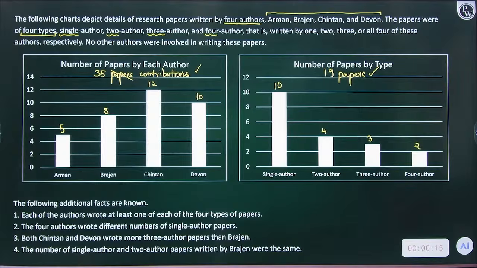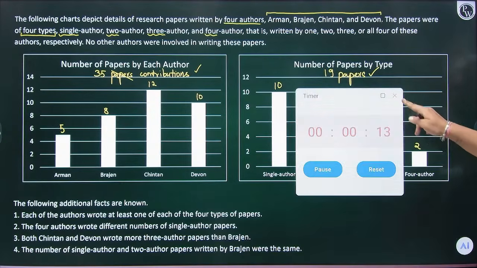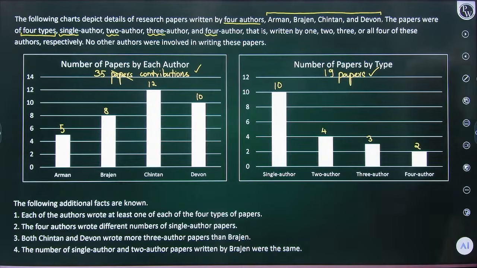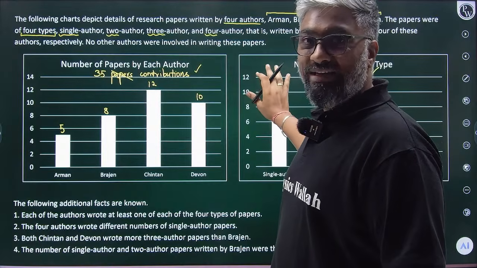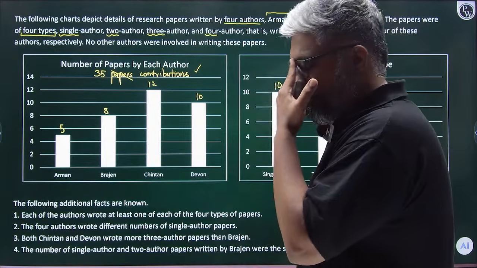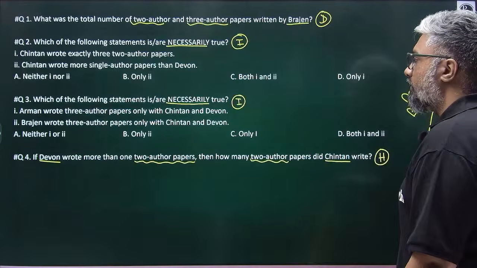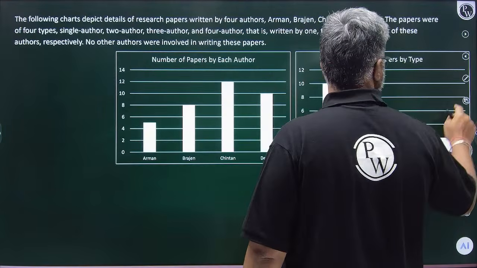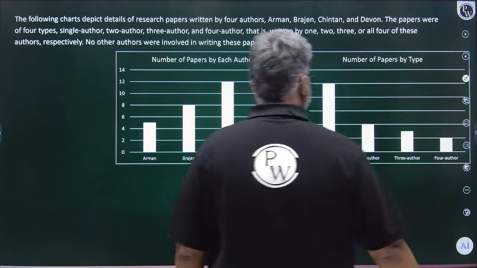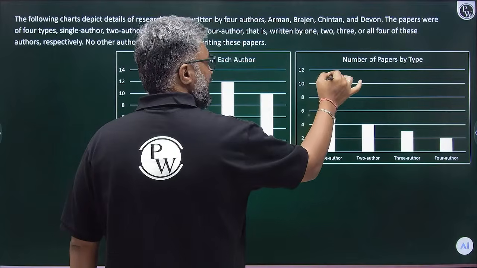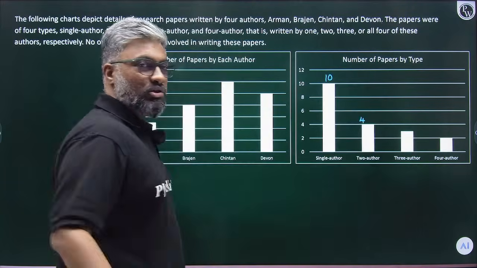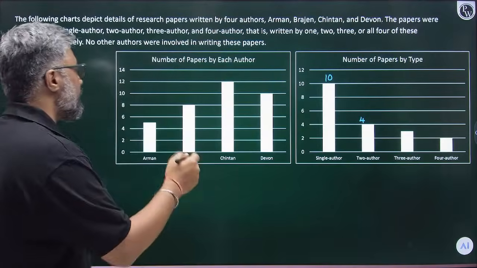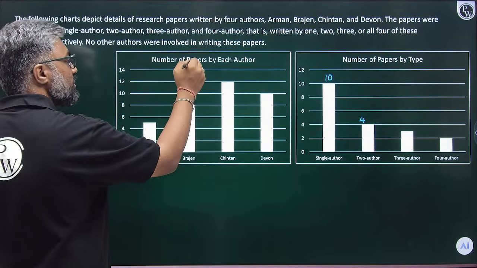Right, correct, Jyotishka. Nice. Okay, let's do this together now, shall we? So we've understood contributions and we've understood number of unique papers. Let's see what's the link between these two. Think about this. Single author, there are 10. Two authors, there are 4. Right. So if I look at contributions, here we had 35 contributions. Am I right?